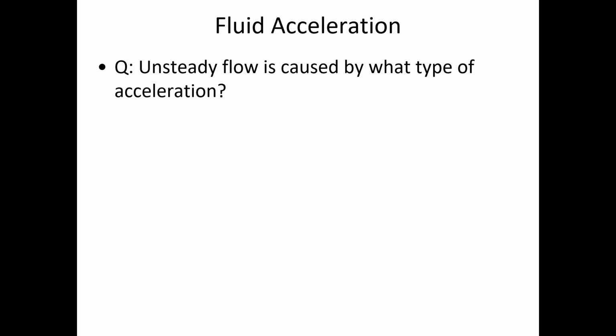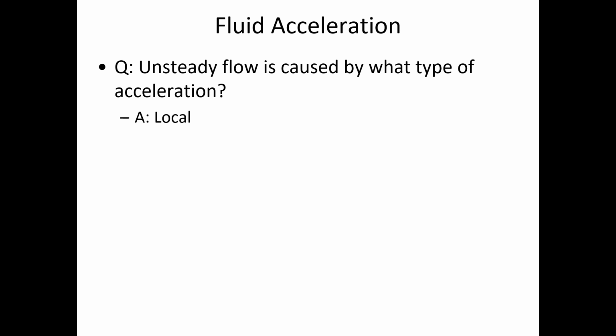All right, well, let's do a bit of review related to acceleration. You may have the answers there in the notes, but if you do, don't peek. Unsteady flow is caused by what type of acceleration? Remember, unsteady is where conditions are changing with respect to time. So what kind of acceleration is that, where velocity is changing with respect to time? Is that convective? Nope. Local. It's local. Right.